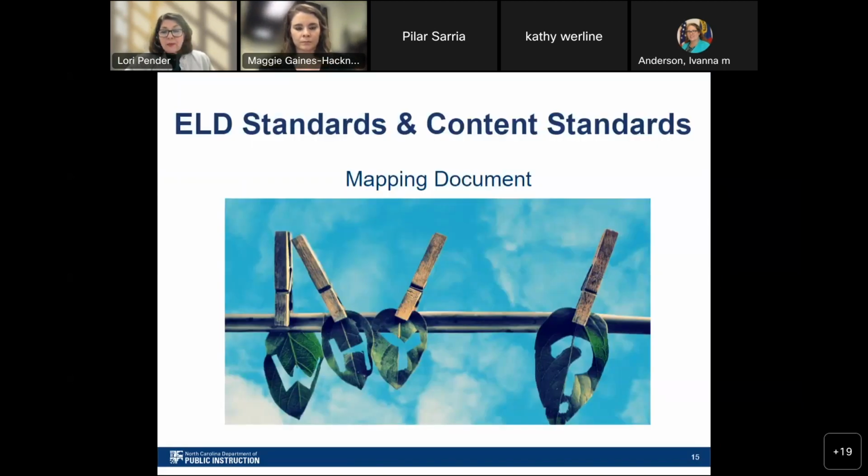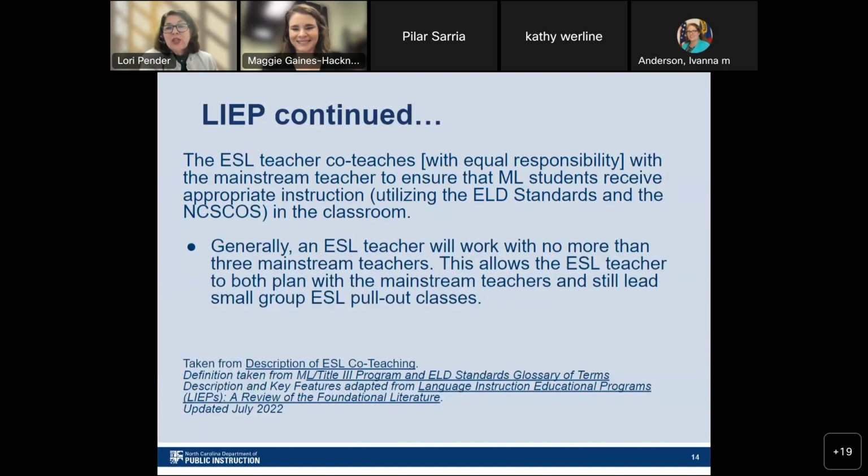And then lastly, let me skip back. Yep, generally, an ESL teacher will work with no more than 3 mainstream teachers. This allows the ESL teacher to plan with those teachers and still lead those small pull-out classes.